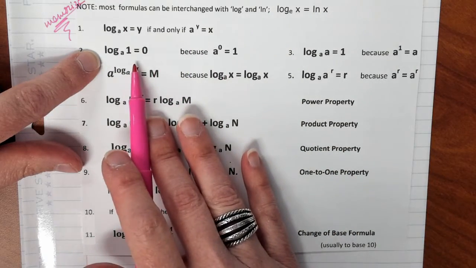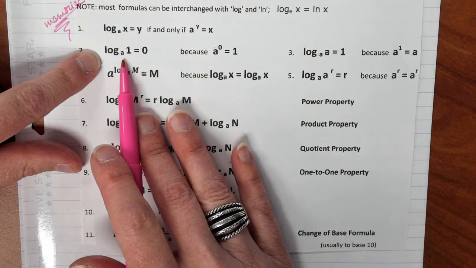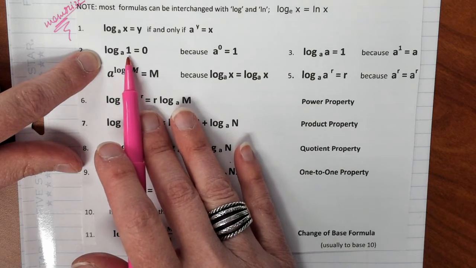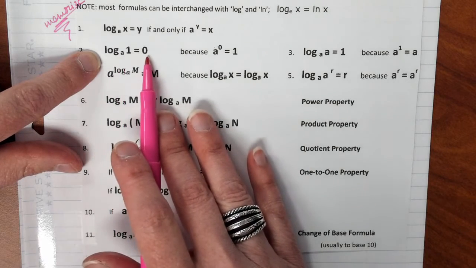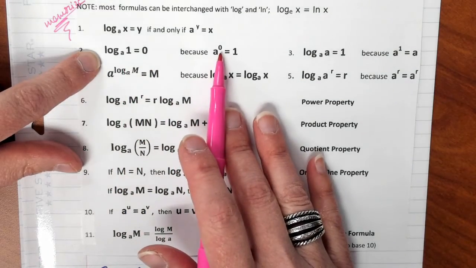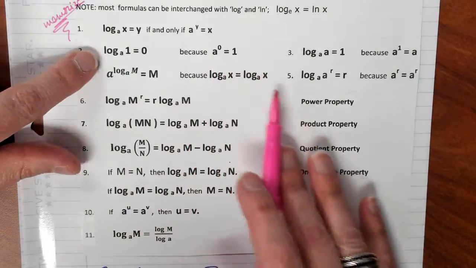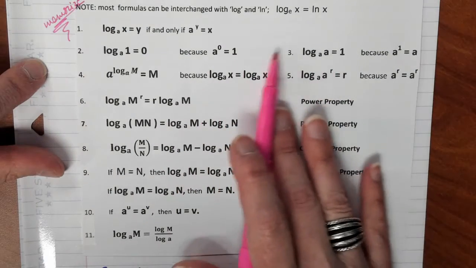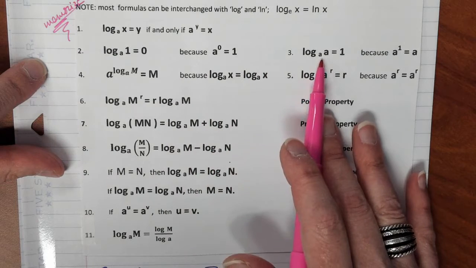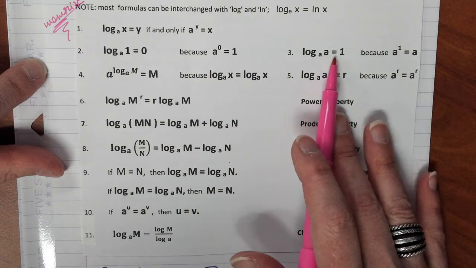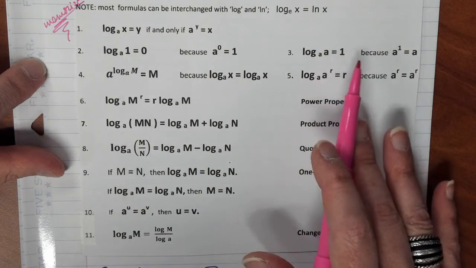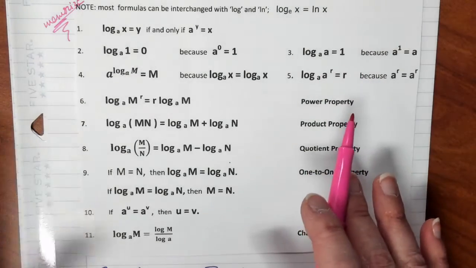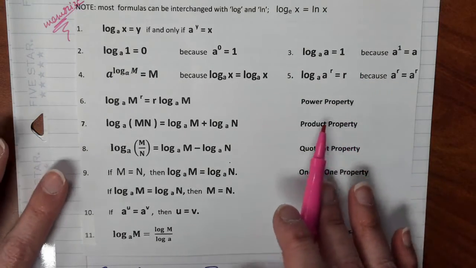You've also learned that the log with base a of 1, the log of 1, is always 0 because a to the 0 power, any number to the 0 power, is 1. These right here should become second nature to you. If the base and the value are the same, then you know the log value is 1. Let's just review some of the high points here.